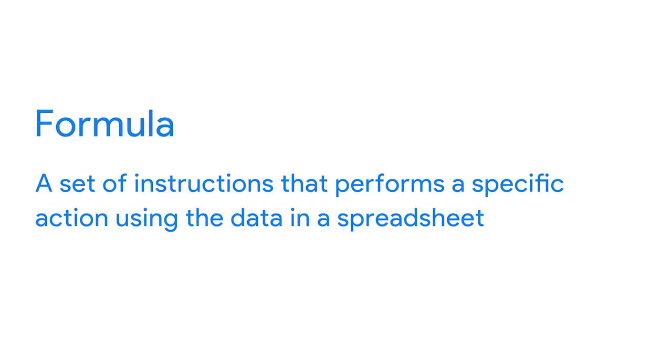And as we go further, you'll discover lots of other ways to work with data in a spreadsheet, including functions and formulas. Let's finish with a quick example of a formula. You can think of formulas as one way of manipulating data in a spreadsheet. Formulas are like a calculator, but more powerful. A formula is a set of instructions that performs a specific action using the data in a spreadsheet. To do this, the formula uses cell references for the values it's calculating.